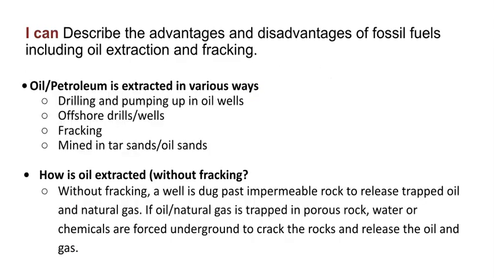All right, how do we extract oil or petroleum? Most of it's done by drilling or pumping in oil wells. There's some offshore in the ocean. We do fracking and mining in tar sands. All right, how do we get oil without fracking? Without fracking, we dig a well past impermeable rock to release trapped oil and natural gas. If oil and natural gas is trapped in porous rock, water or chemicals are forced underground to crack the rocks and release the oil and gas. So that's how fracking works.